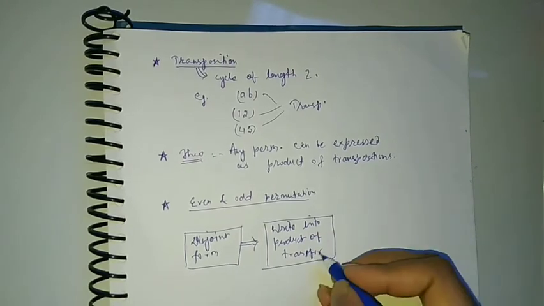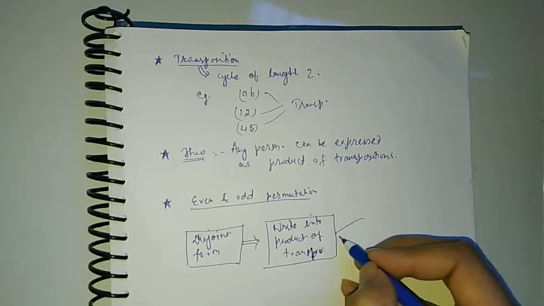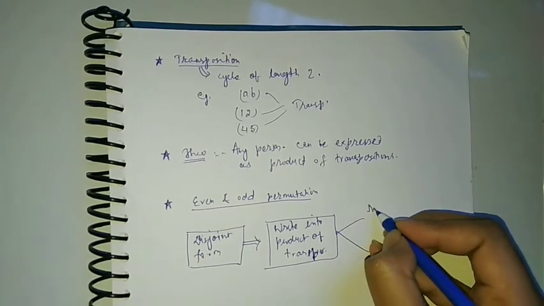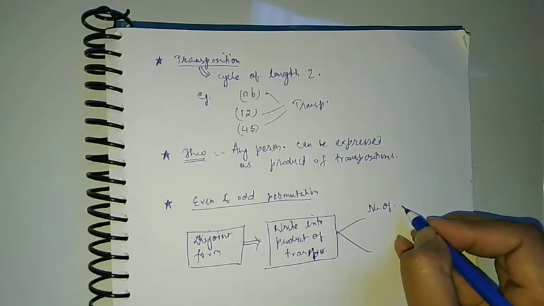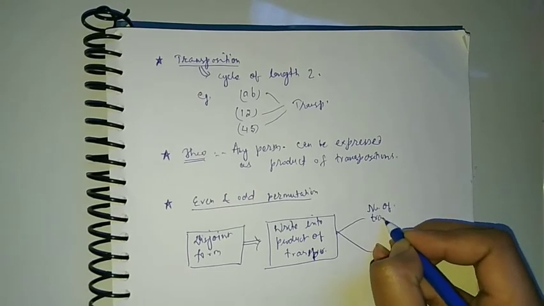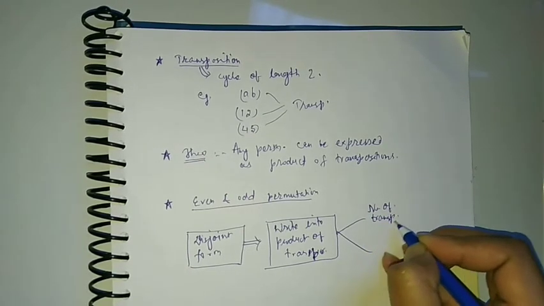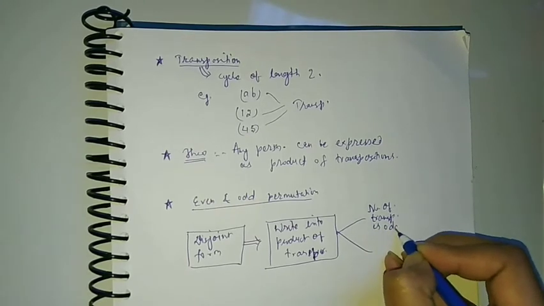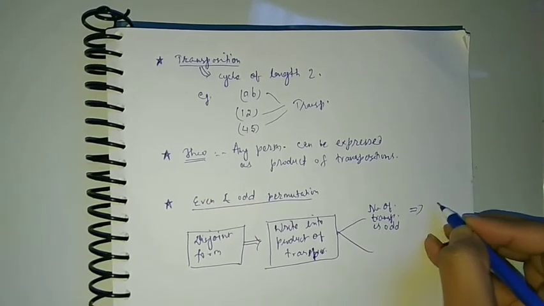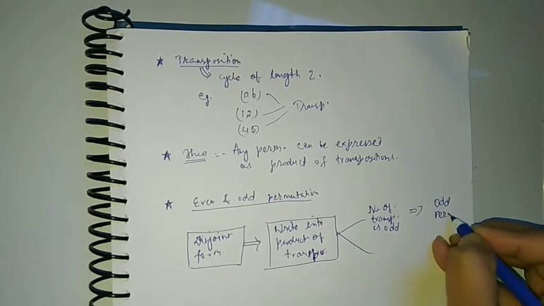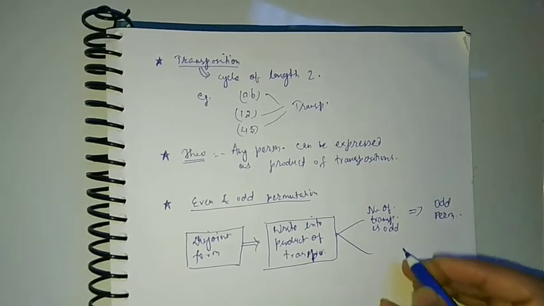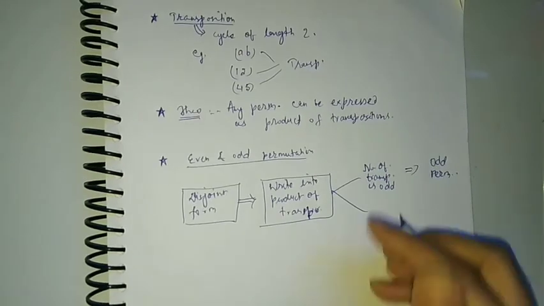Product of transposition. Then if the number of transpositions is odd, that permutation will be called an odd permutation. We will understand by the example.